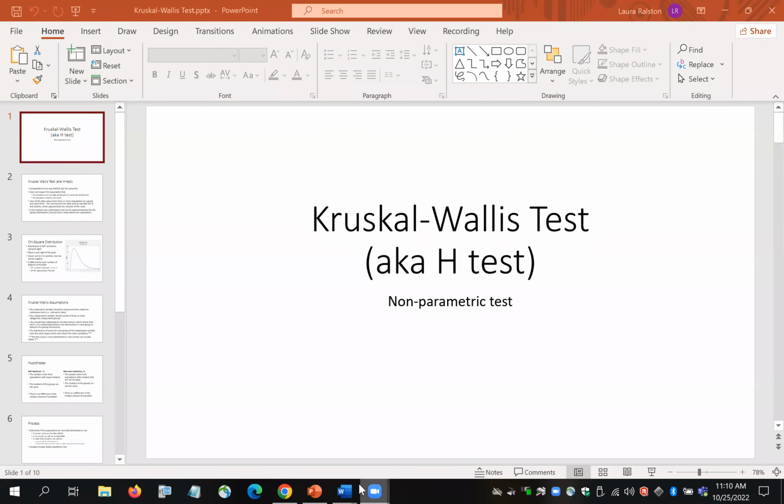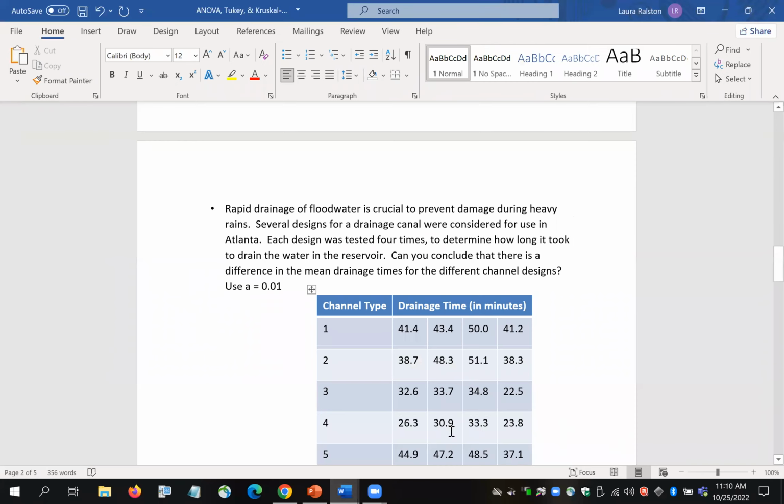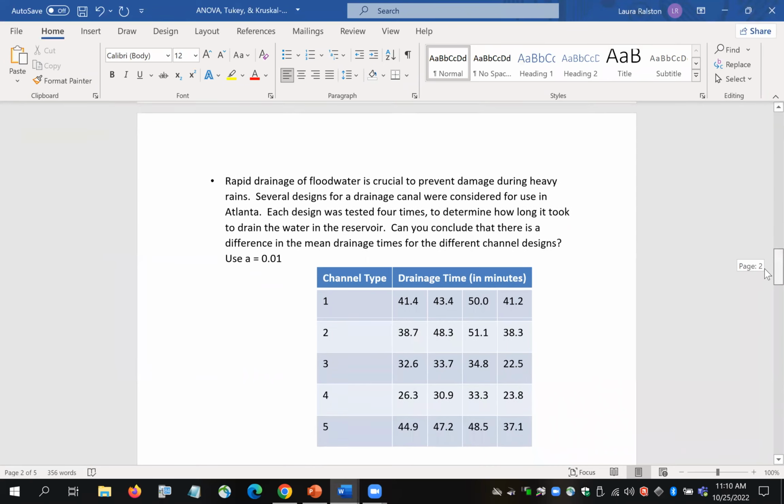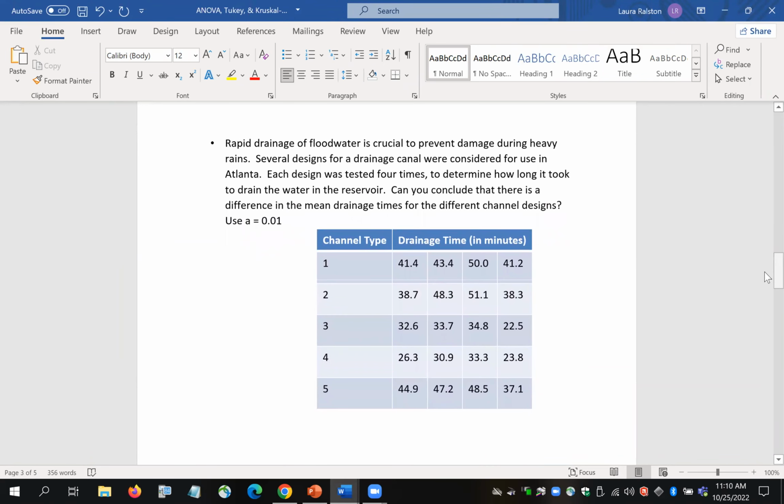And let's start with an example of ANOVA. It'll be a nice little review for us. So there was a second example that we didn't talk about, I don't believe, last week because we ran out of time. Rapid drainage of floodwater is crucial.